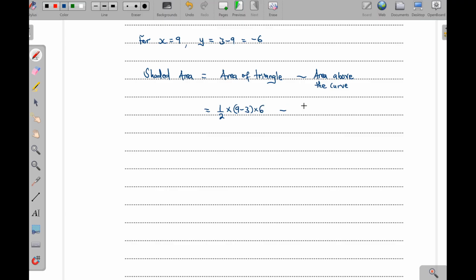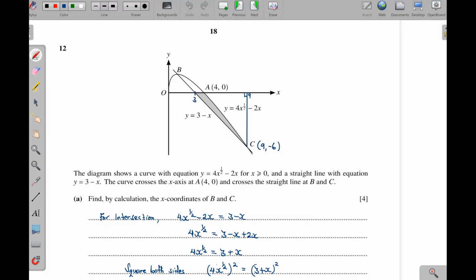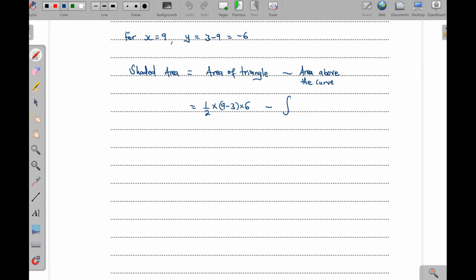Then minus, we are now integrating area under the curve. We are going to integrate from which point? Here, where the x coordinate is a 4, and then here, where it is a 9. So we are integrating from 4 then to 9, and the equation of the curve is 4x to the power of a half, then minus 2x, then with respect to x.